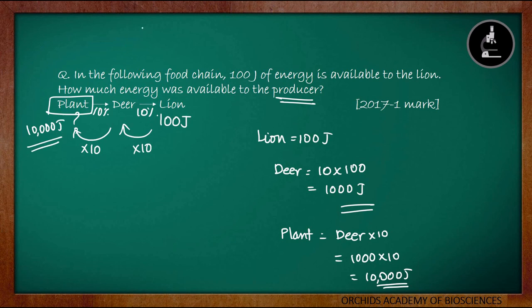Very simple calculation. When we are moving from lower trophic level to higher trophic level, the calculation is divide by 10. When we are moving from higher trophic level to lower trophic level, the calculation is multiply by 10. This concept, if it is there in your brain, any calculation is very simple. So this chapter, they might ask simple question based on this 10% law calculation.